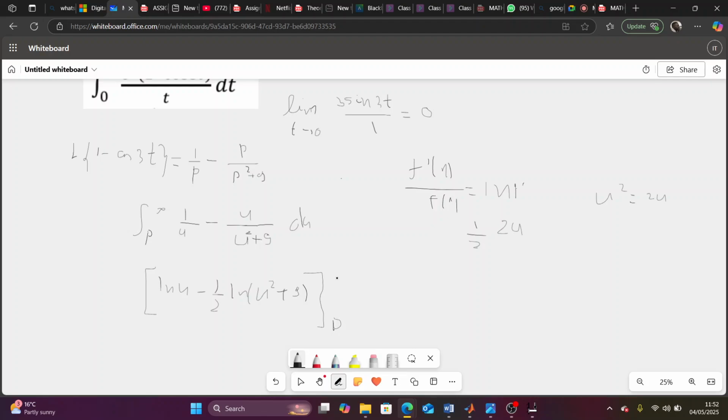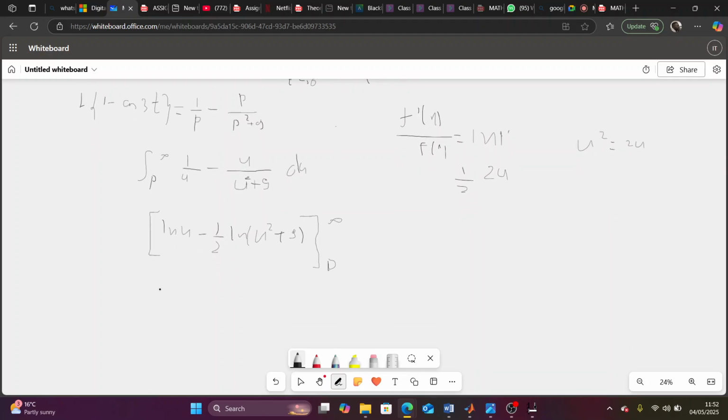This time we have p and infinity. So from here we've got ln of u, ln of infinity, upper limit minus lower limit. Ln of infinity minus half ln of infinity. Infinity square is infinity, right, my brother? Now, minus of the formula: we've got ln of p, minus of the formula, and this minus is giving plus, minus half ln of p square plus 9.